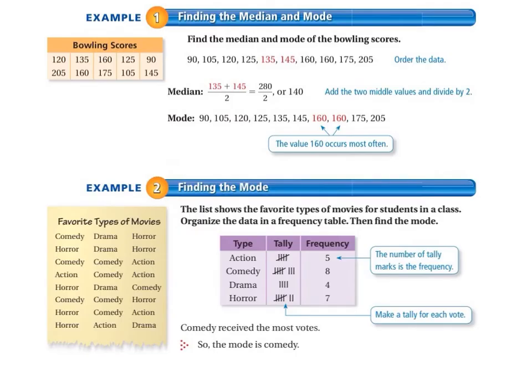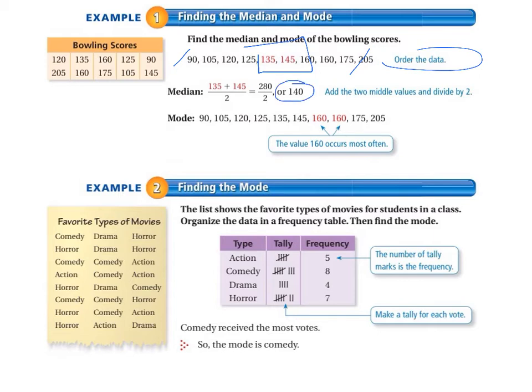Starting with example 1 on page 404, we'll be finding the median and the mode. Find the median and mode of the following bowling scores. So our first step is to order the data, and the book has done that for us. And when we cross off the lowest and the highest and continue to do that, we end up with 2 middle numbers. And then we average those 2 by adding them up and dividing by 2 numbers because we have 2 addends. So that turns out to be 140.